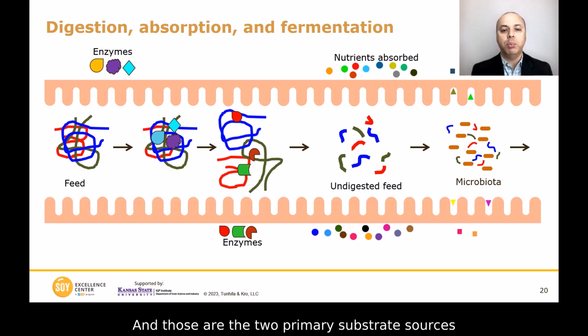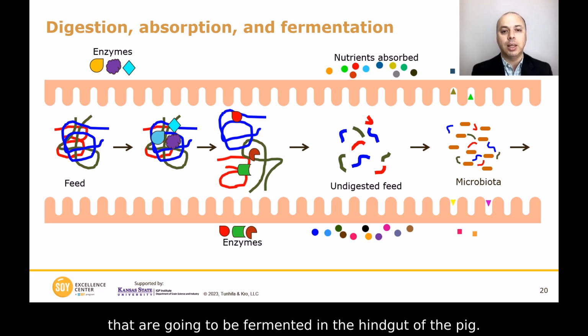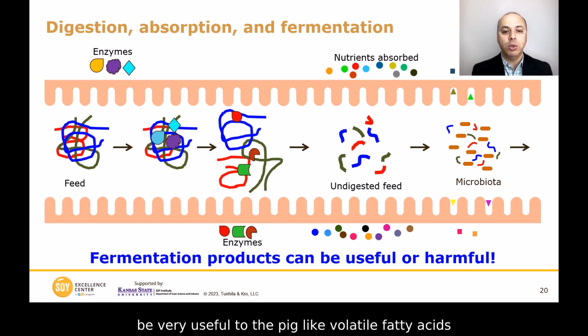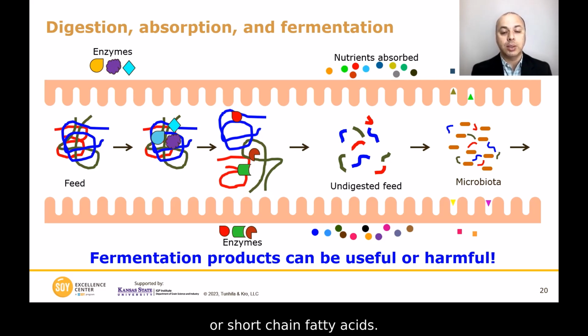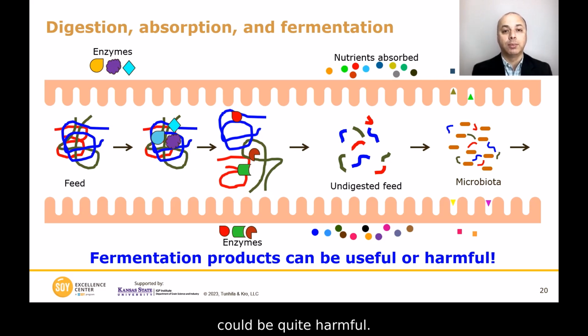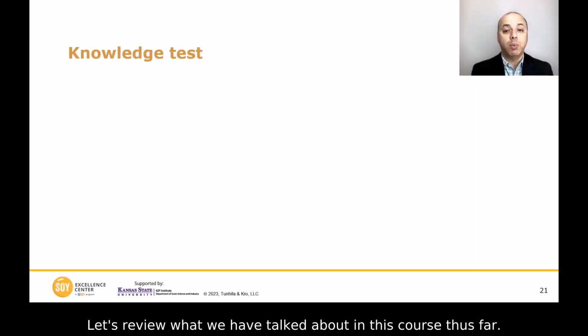And those are the two primary substrate sources that are going to be fermented in the hindgut of the pig. And like we mentioned before, the fermentation process can be very useful to the pig, like volatile fatty acids or short-chain fatty acids, but others, like we saw in the previous slide, like paracresol, could be quite harmful. Let's review what we have talked about and discussed thus far.